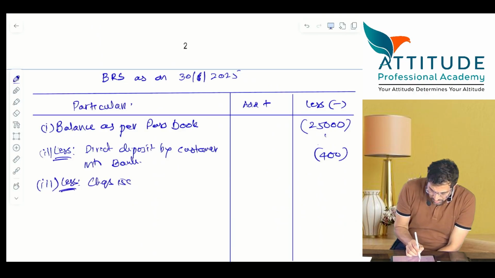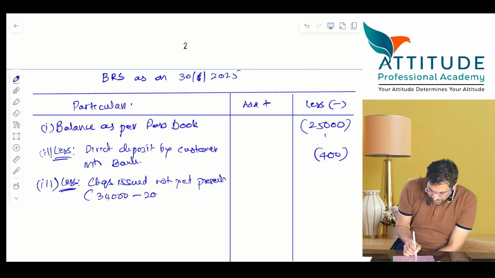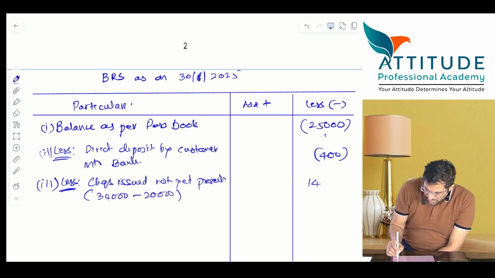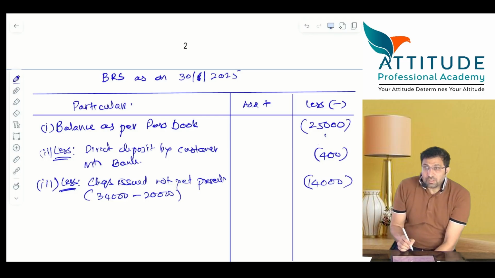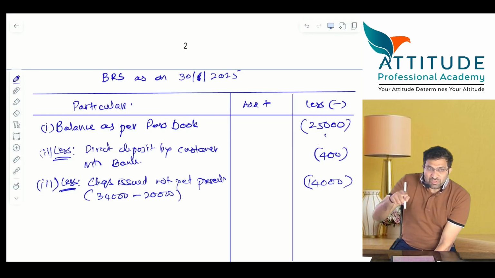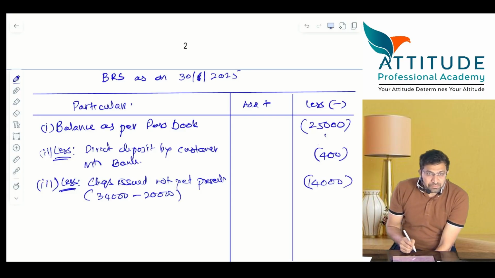Checks issued, not yet presented. 34,000 minus 20,000, which is how much? 14,000. Note you can write later on. All the less items are actually what? Added, because you have started with the negative figure. Note लिखना है.